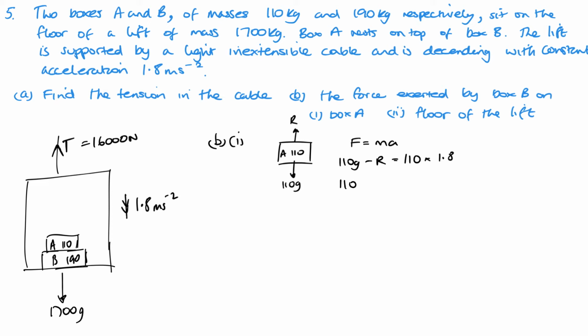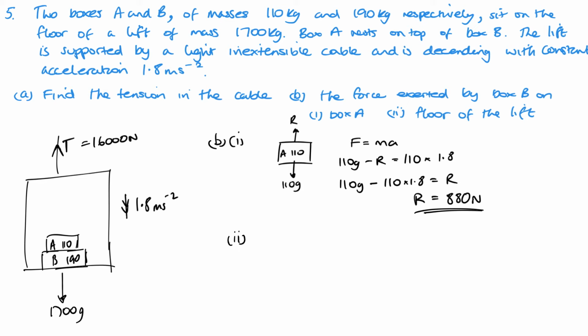So now we've got 110g minus 110 times that 1.8, and that is my value of R. So R is 880 newtons. Incidentally, these two being the same, you could have factorized them out very much the same as part A with the 2000.